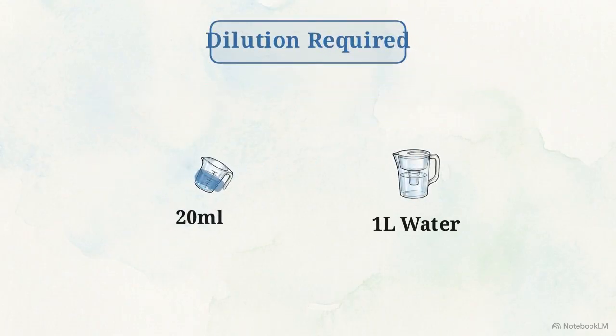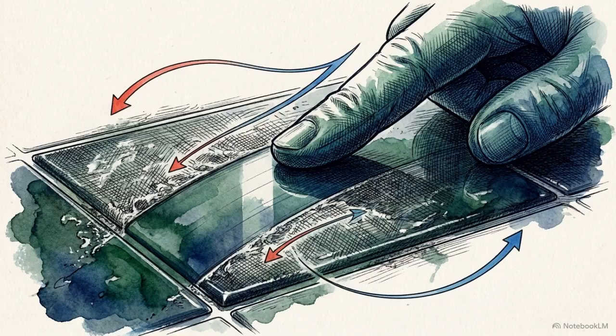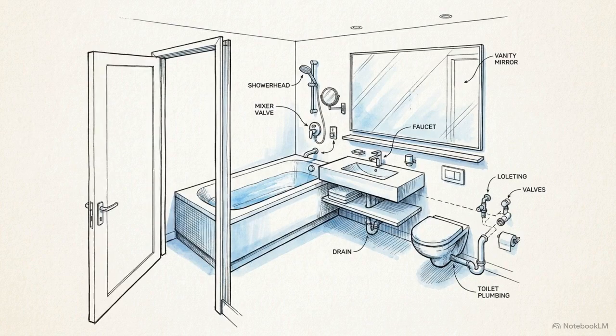For the remaining chemicals, the daily cleaning baseline is exact. Measure 20 milliliters of chemical into 1 liter of water. For deep cleaning or tough stains, increase the concentration to 50 milliliters per liter. Following this specific dilution matrix ensures that your solutions are strong enough to sanitize, but balanced enough to avoid leaving heavy chemical residue. Step 1 in the room cycle begins in the bathroom.